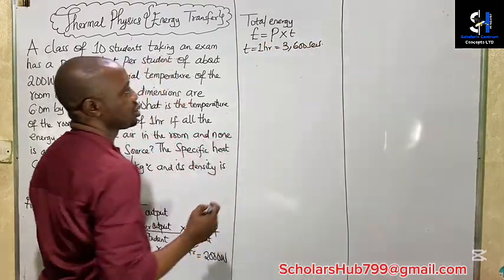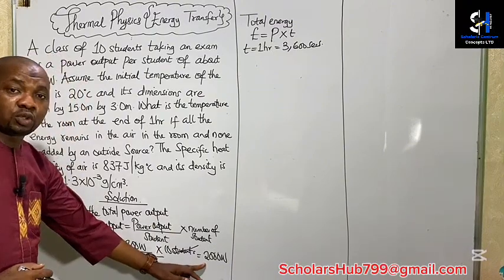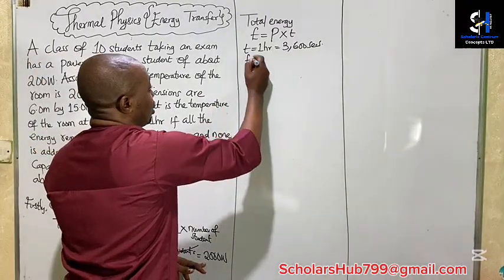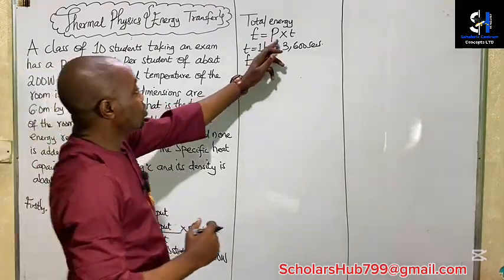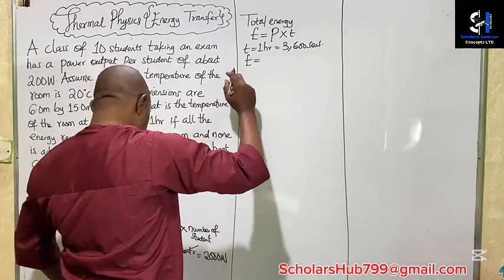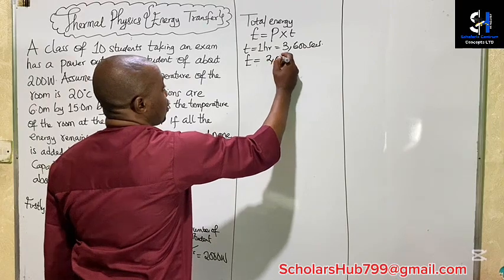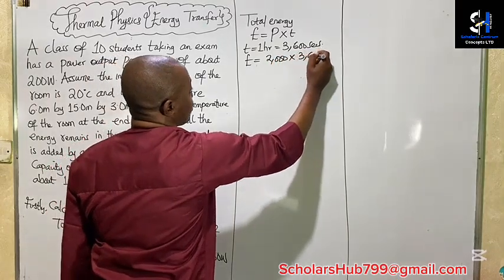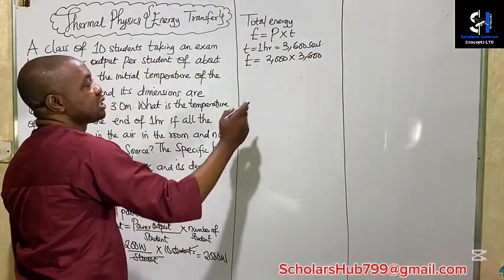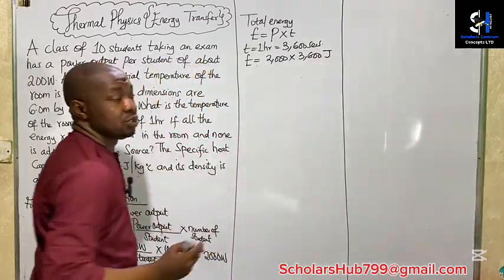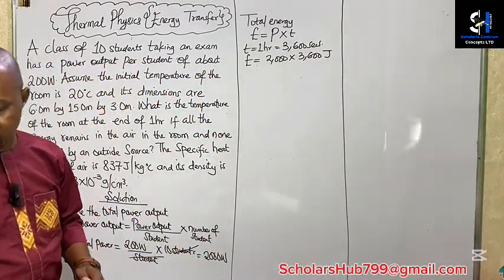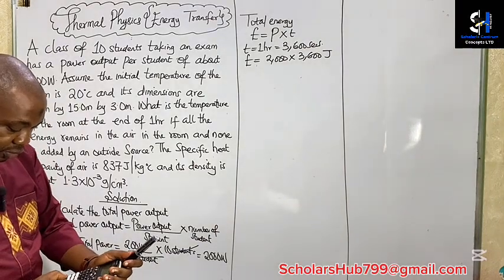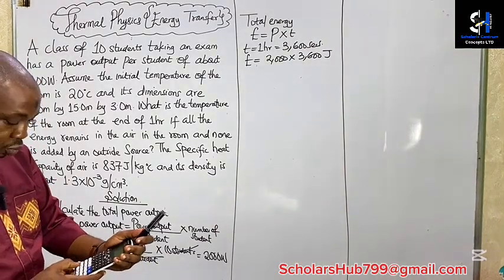So now we have the time to be 1 hour, which is 3,600 seconds. So the total power, which is what we calculated here, we're going to plug the value for the total power. We're going to plug that here. So we plug in the value of P, and we have 2,000 multiplied by 3,600. So in this case, the unit of energy will be the what? Joules.